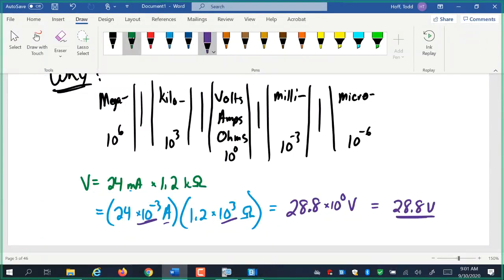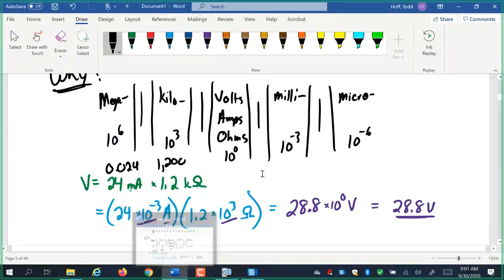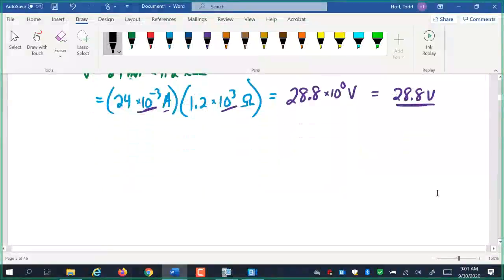Now, in automotive class, when you guys do DC electric, Rick usually tells you convert it to 0.024 and 1,200 and multiply them out, which works great. Especially when you're first starting out, that does probably make a lot fewer mistakes. But you can work with the units directly.